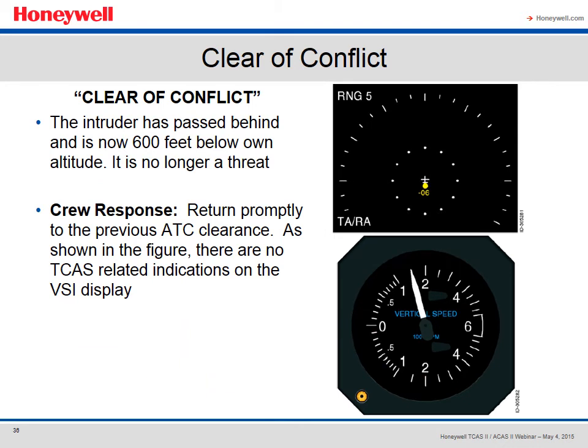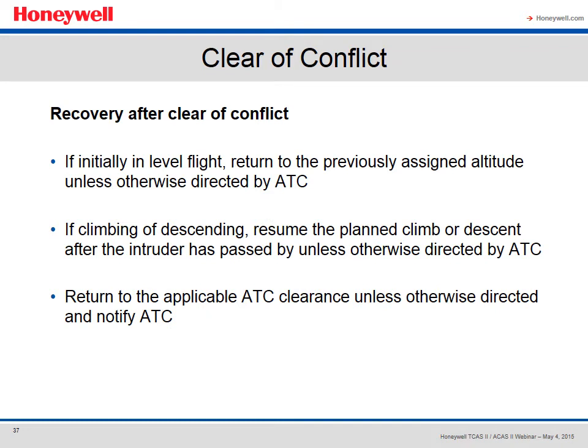The intruder is no longer a threat as it has passed behind and below your aircraft. The oral alert is "clear of conflict," and the light band disappears from the vertical speed indicator. The pilot should now return to his previous ATC clearance. To recover, if in level flight, return to the previously assigned altitude unless otherwise directed by ATC. If climbing or descending, resume the planned climb or descent or as instructed by ATC, and resume the applicable ATC clearance unless otherwise directed.